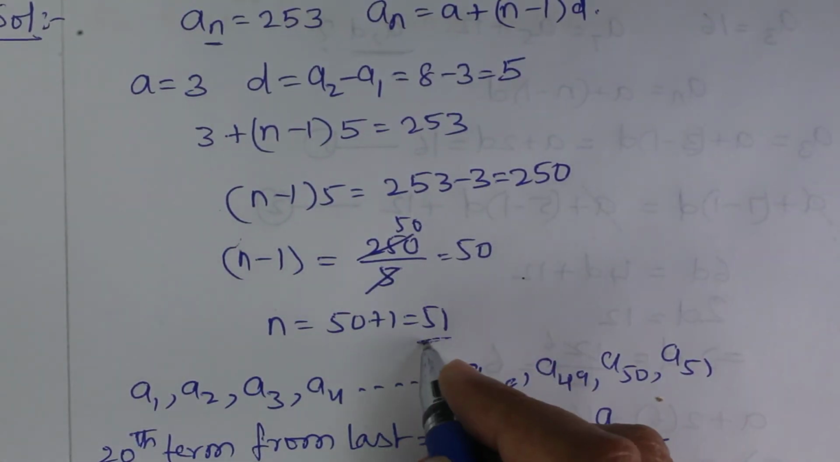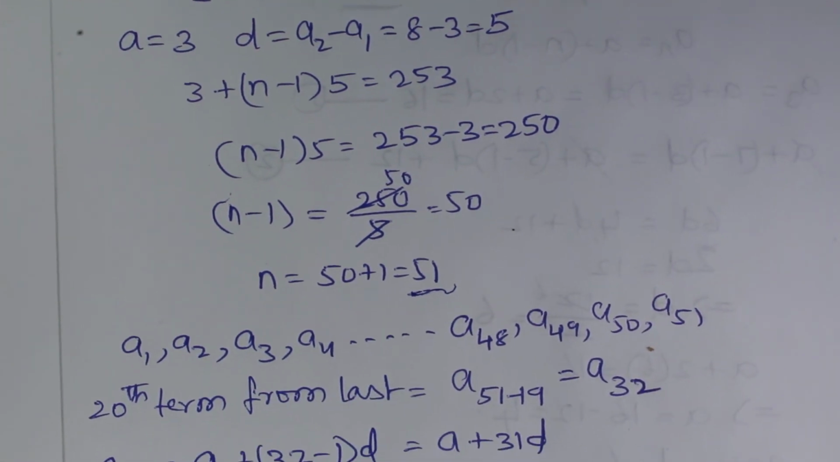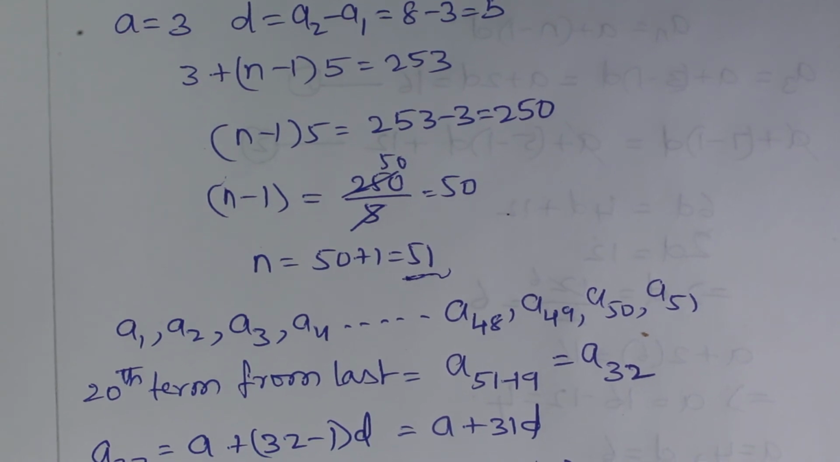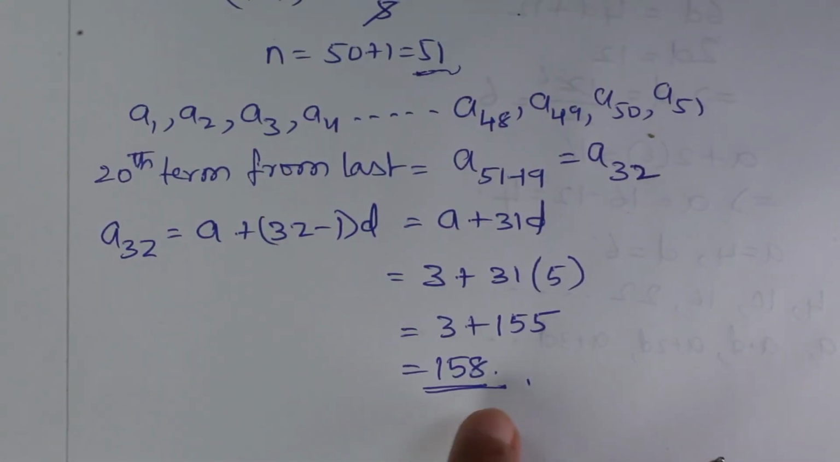Now we got the number of terms in the series, right? So we are going to count the 20th term from the end. The 20th term from the end becomes 51 minus 19. 51 minus 19 is A32. So A32 is A plus 31D, which is equal to 158.